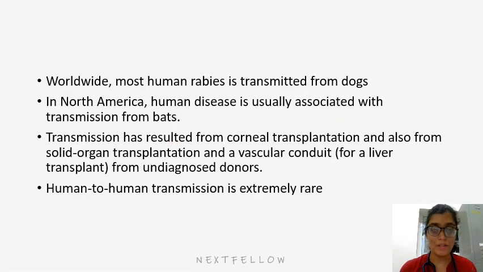Worldwide, most human rabies is transmitted from dogs. In North America, human rabies is usually associated with transmission from bats. Transmission has resulted from corneal transplantation and also from solid organ transplantation and a vascular conduit for a liver transplant from undiagnosed donors. Human-to-human transmission is extremely rare.